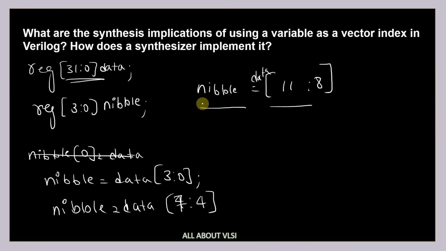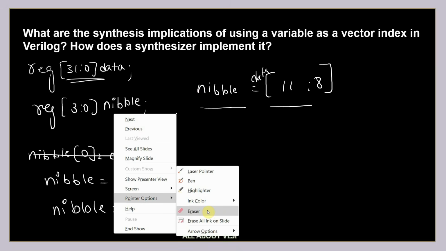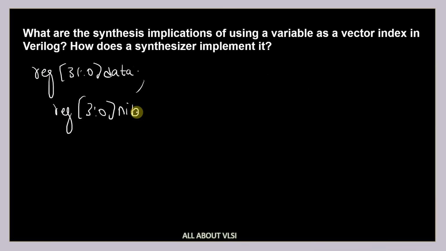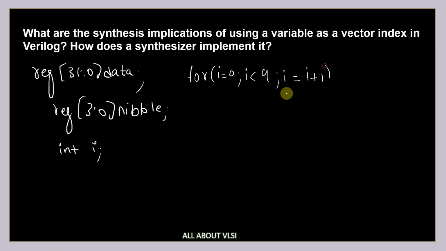Now instead of using constant values as your indexes, you can use a variable inside your index. So what do I mean by this? Reg [31:0] data and reg [3:0] nibble. And let me declare one index over here, int i. With this index, I can simply write a for loop: for i is equal to 0, i less than 9, and i is equal to i plus 1.